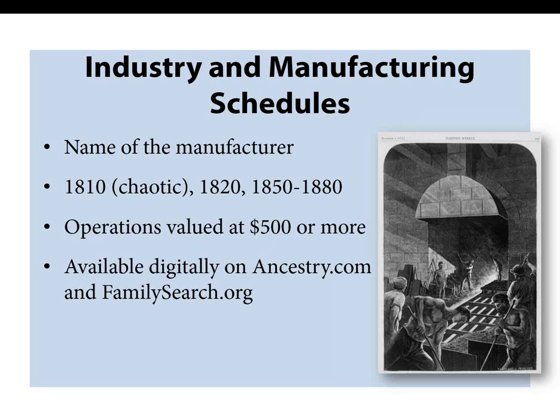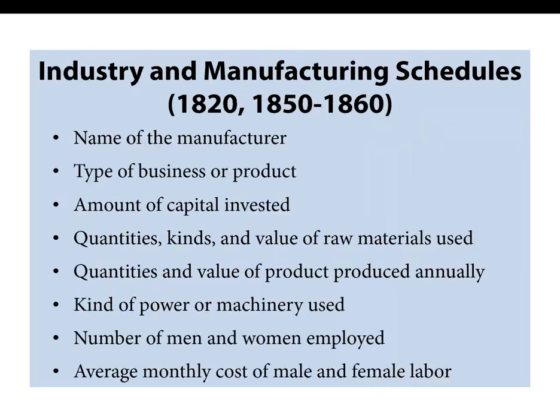So that's something to keep an eye out for, because I know everyone hates the 1820 schedule and 30 and 40 because it doesn't give anyone's names, but this is going to give a whole bunch of information if you can find your ancestor on that particular schedule. Then they take them more widely in 1850, 60, 70, and 80. The operations had to be valued over $500, and we can find them digitally on Ancestry and Family Search. And I'll show you later on the little map that shows you which states are included.